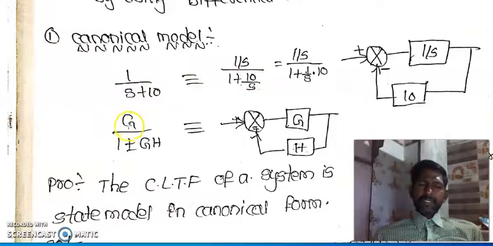That means G divided by 1 plus or minus GH, we can represent in the form of block diagrams like this. If it is a plus or minus, then we need to write it as minus or plus. G is the gain of the feed forward path, and H is the gain of the feedback path.